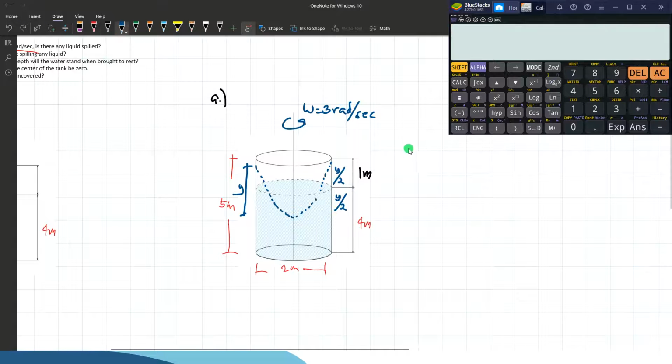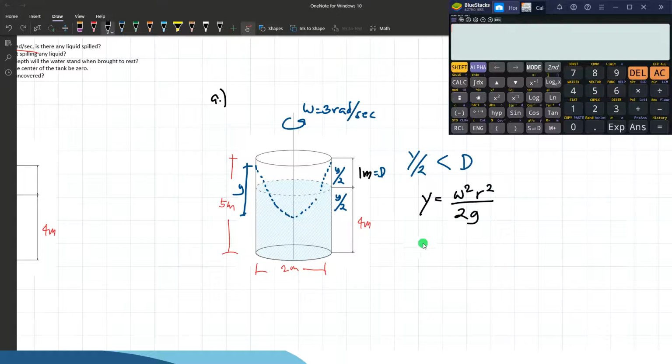So if y over 2 is less than this depth right here, which is 1 meter, we can say that there will be no water spill because y over 2 will not exceed this distance from the rim to the liquid surface. So let's solve first y. Y has a formula which is equal to W squared R squared over 2G.